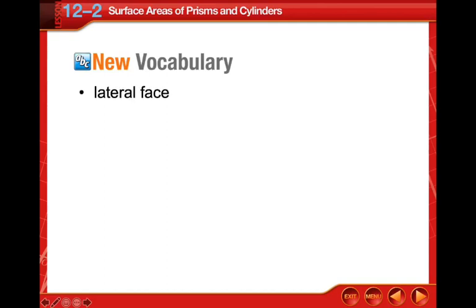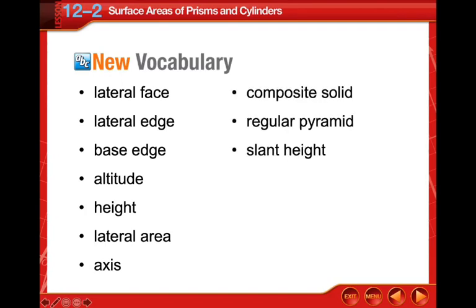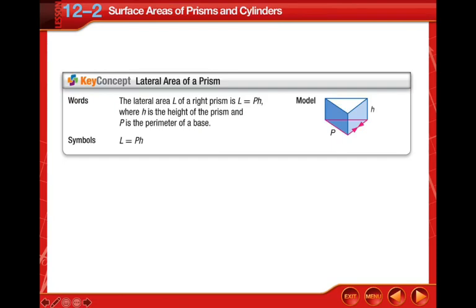So we're going to see a few vocab words: lateral face, lateral edge, base edge, altitude, height, lateral area, axis, composite solid, regular pyramid, slant height, right cone, oblique cone. And so we're going to look at pyramids and cones too, by the way.